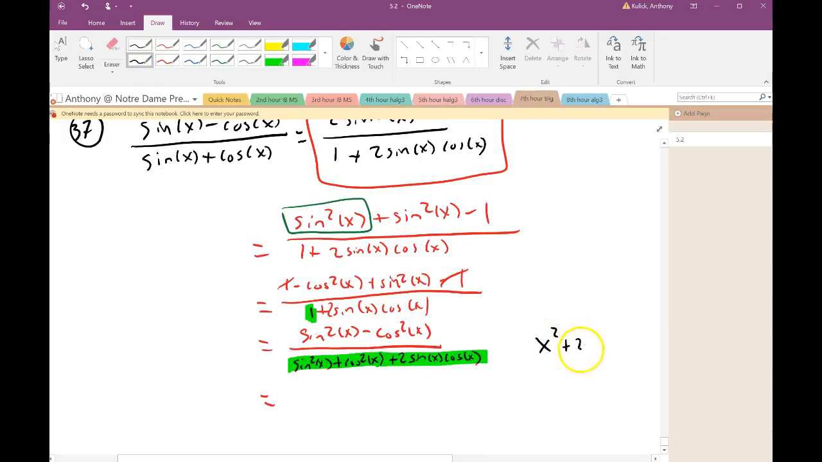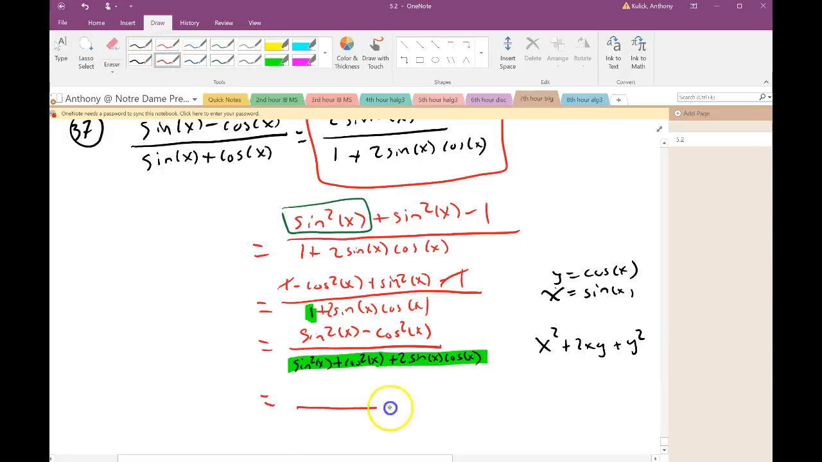this looks a lot like x squared plus 2xy plus y squared, where x is sine x and y is cosine x. You agree with that? That's factorable.